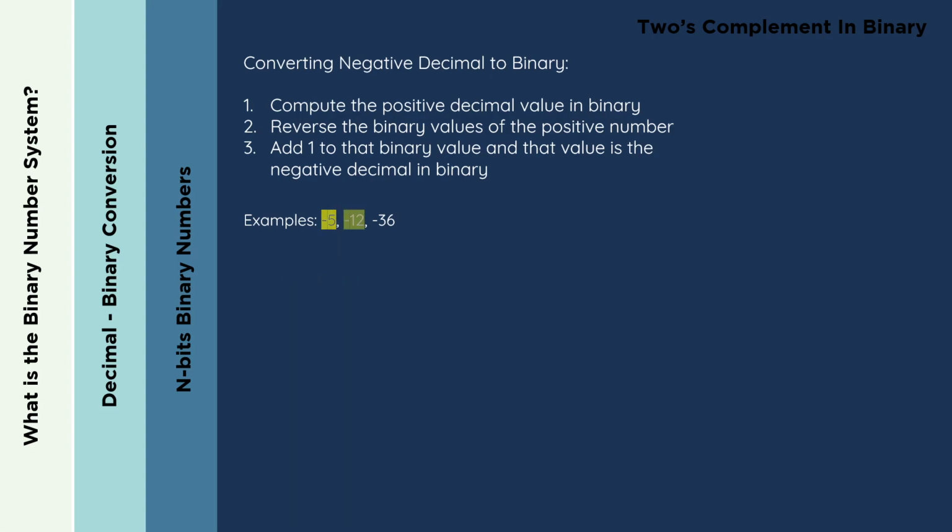Let's move on to negative 12. 12 in 8 bits is 0, 0, 0, 0, 1, 1, 0, 0. Reversing that value, we would get 4 ones, double 0, and double 1.